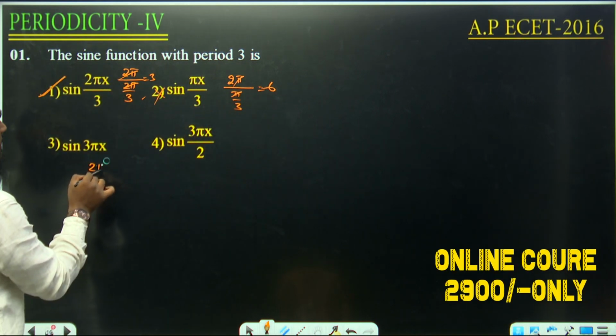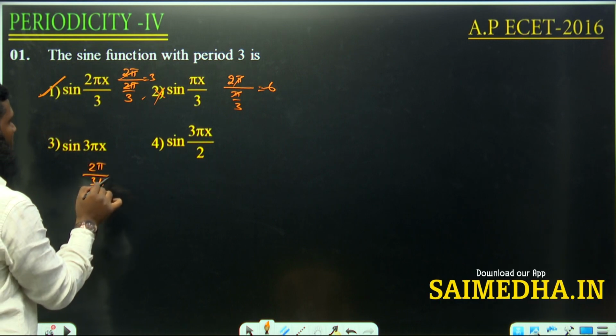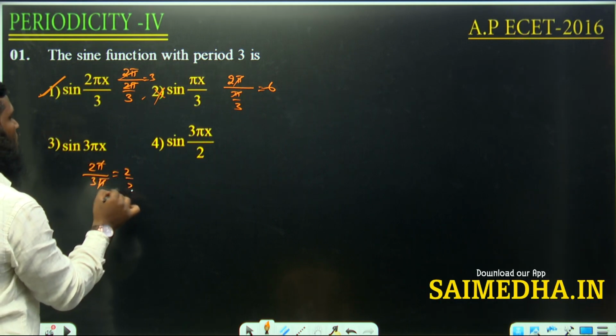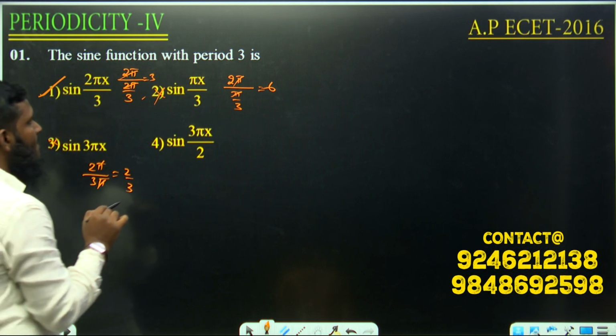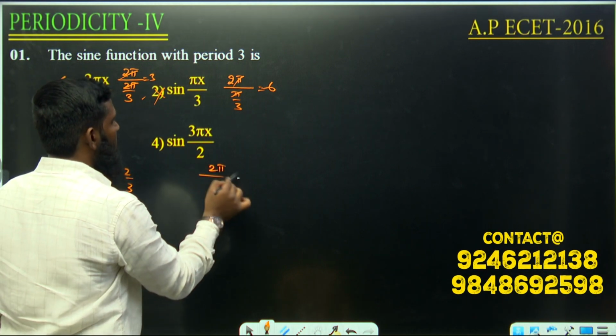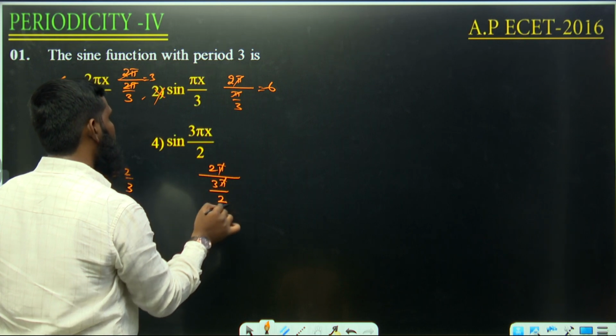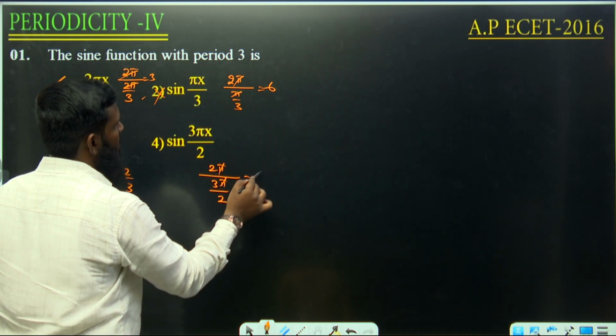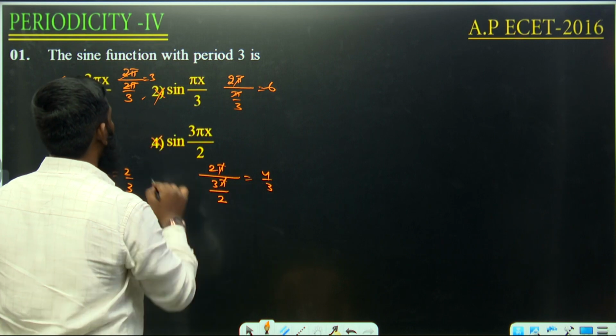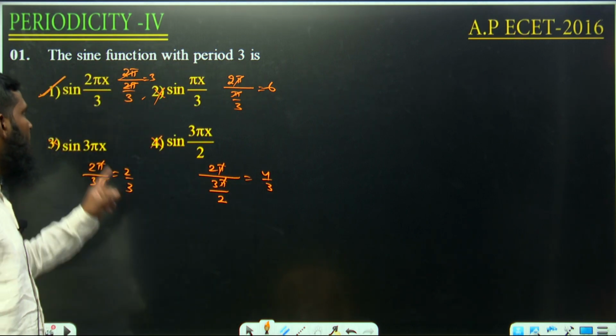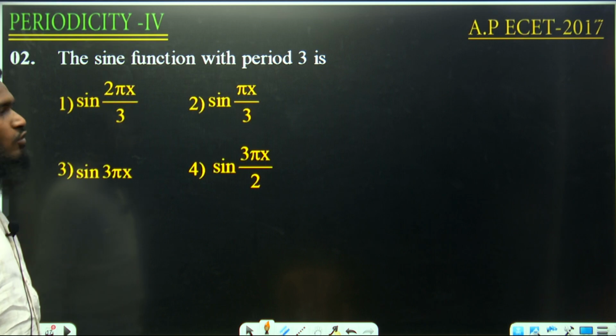Next part, 2 pi divided by 3 pi, pi gets cancelled. What is the answer? 2 by 3. Option 3 is wrong. Okay, next, 2 pi divided by 3 pi by 2, pi gets cancelled, 2 goes to the numerator, 4 by 3. The fourth option is also wrong. So which option is correct over here? First option. Now let us go with the next question.